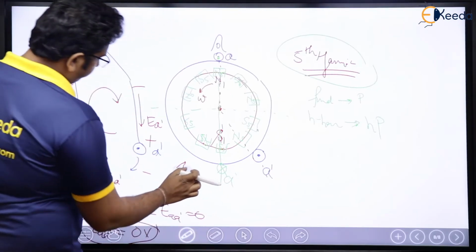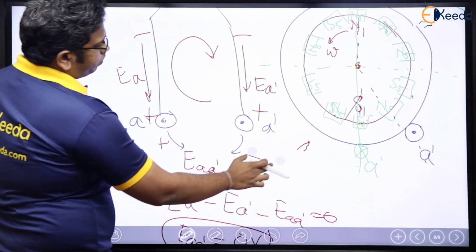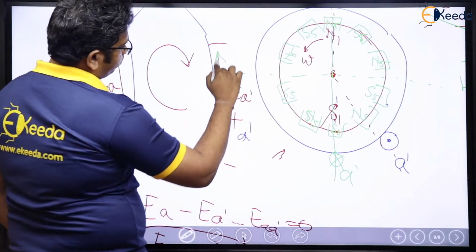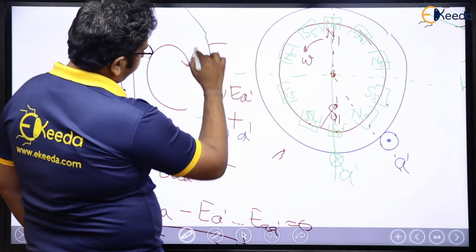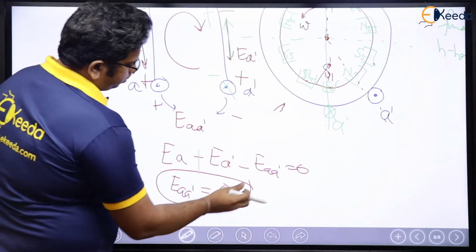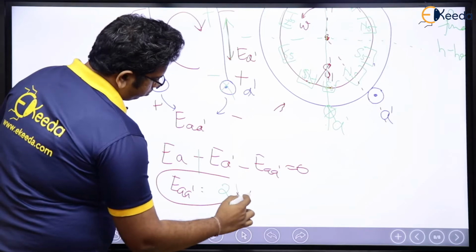If here a cross would have been there, what would have happened? If here it was a cross, this would have been a cross, this would have been a cross, and this would have been this way. So this would have been negative and this would have been positive. Then this would have added, and here you would have got 2 times EA.